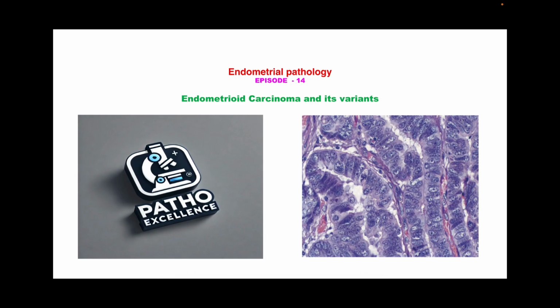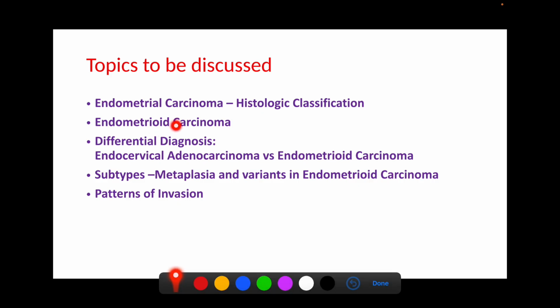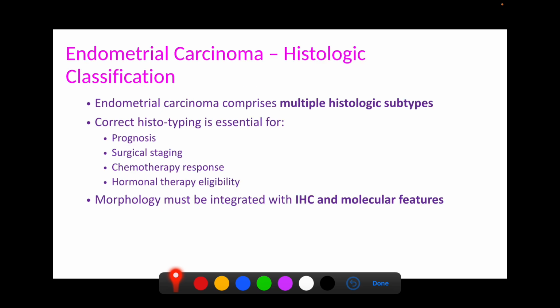In this endometrial pathology video series, today in episode 14 we are going to discuss endometrioid carcinoma and its variants. So today we will discuss histologic classification of endometrial carcinoma, endometrioid carcinoma in detail, endocervical adenocarcinoma versus endometrioid carcinoma, subtypes and metaplasias and variants of endometrioid carcinoma and different patterns of invasion.